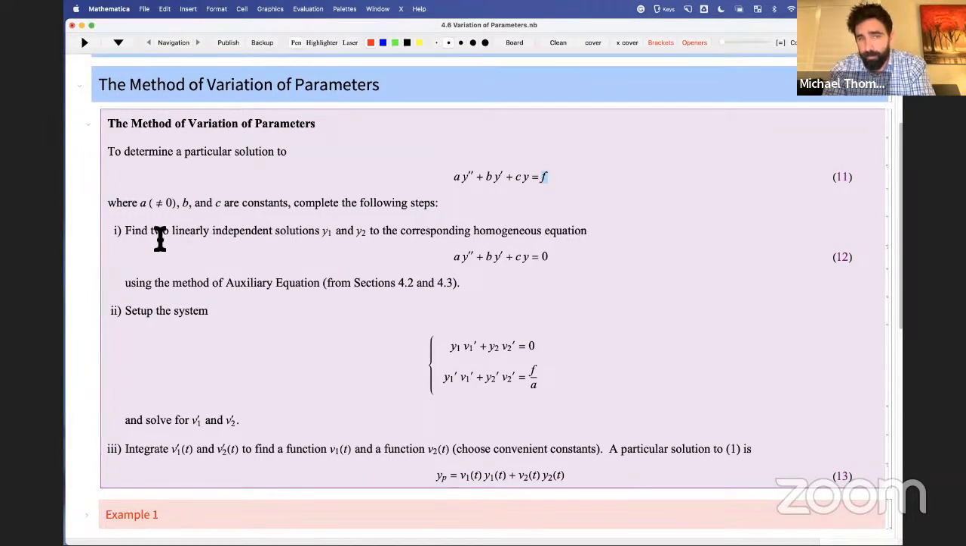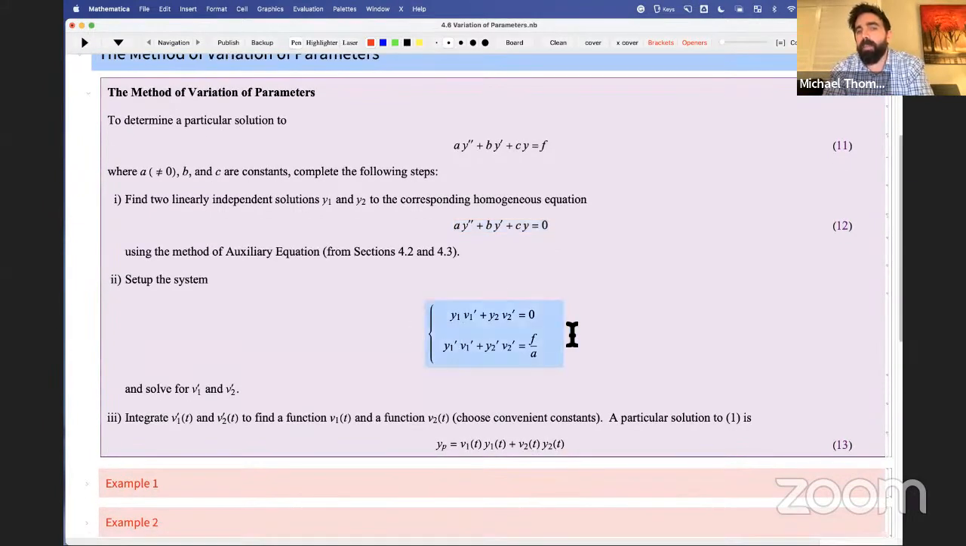Well, the first thing you want to do is find two linearly independent solutions to the corresponding homogeneous equation. You can do that using the methods of sections 4.2 and 4.3. Basically, you're finding YH. And then after that, you're going to set up this system. That's the system we derived in the motivation section above. You'll notice that this system relies on Y1, which you found in step 1, and Y2. So we have those. You're going to have to find the derivatives of Y1 and Y2, which you can easily do.